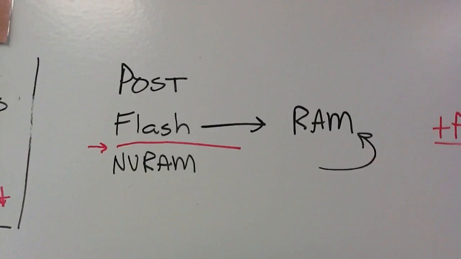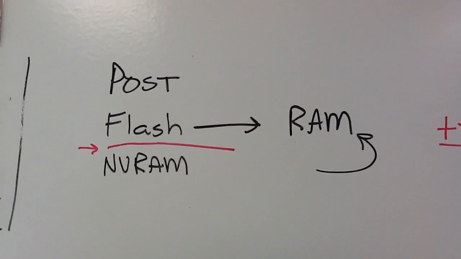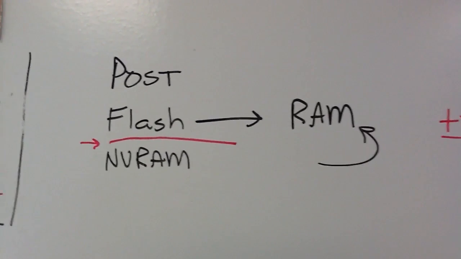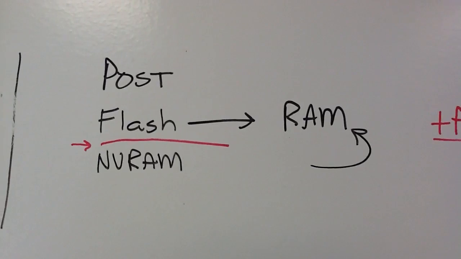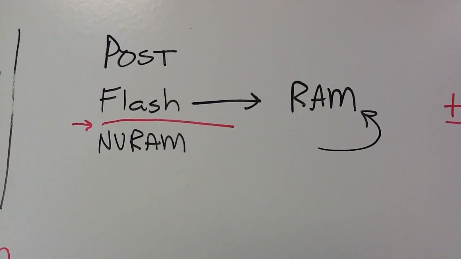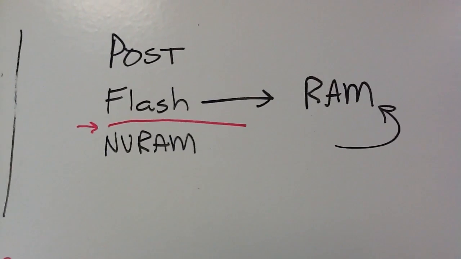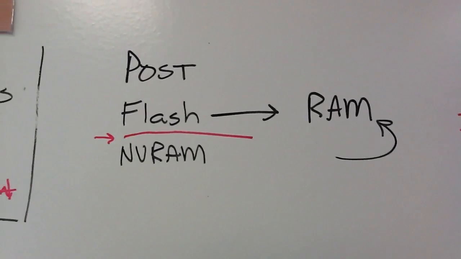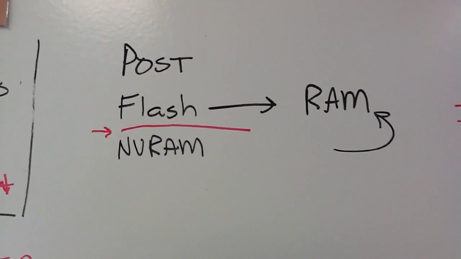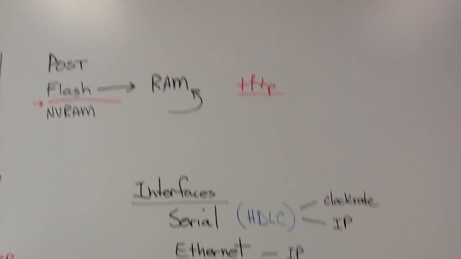And you can do that by breaking into it while it's loading, and then change a config register from 2102 to 2142, and then it'll skip NVRAM on the next boot, which allows you then to work with the router and recover a password. Of course, then you have to change that configuration register back. We talked a little bit about TFTP.